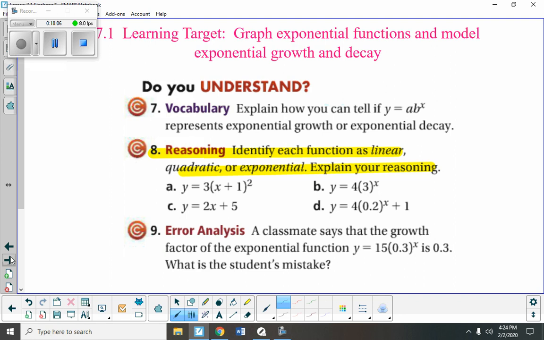All right, and then lastly here, let's take a look at this question. It's a good question. It says, identify each function as linear, quadratic, or exponential. Here, you have a variable, but it's not the exponent. This means 3 times x plus 1 times x plus 1. And if you FOIL that back together, you would end up with a quadratic. So this is quadratic. Here, your exponent is 1. So this is linear. In both of these, you have an x for an exponent. So these are both exponential functions.